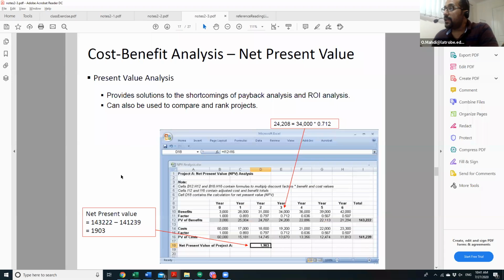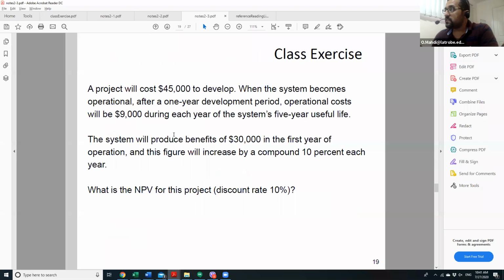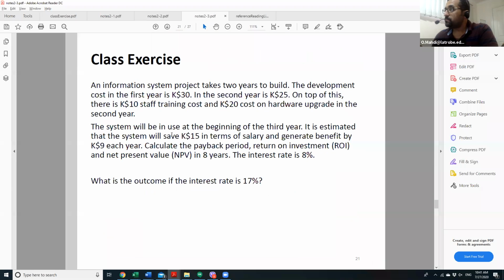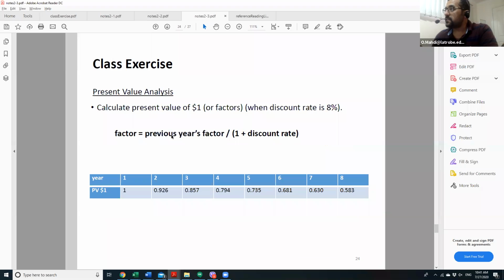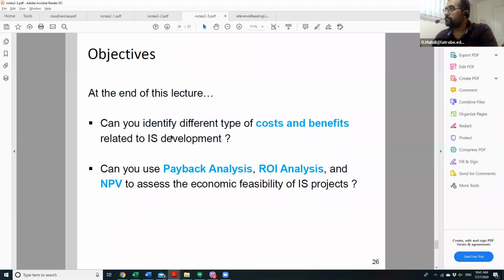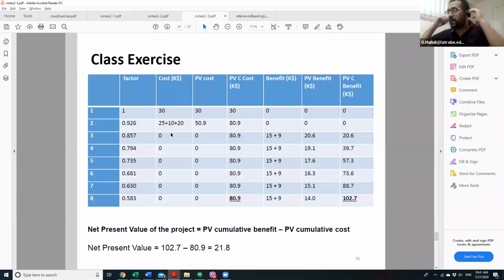Now, present value. This is another example. This is just an exercise. Class exercise. Just a class exercise. Okay, next lecture.